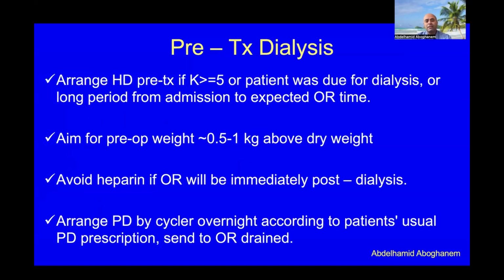You will arrange dialysis, especially with potassium around 5, and keep your eyes on keeping your patient's weight 0.5 to 1 kilogram above his dry weight or target weight. No heparin in your dialysis order for any patient going for kidney transplant surgery. Sometimes we use heparin. If I will dialyze him today and his surgery tomorrow, maybe we'll give just a regular heparin, which will be gone after 6 hours, especially if you have a history of fistula clot or blood clots.